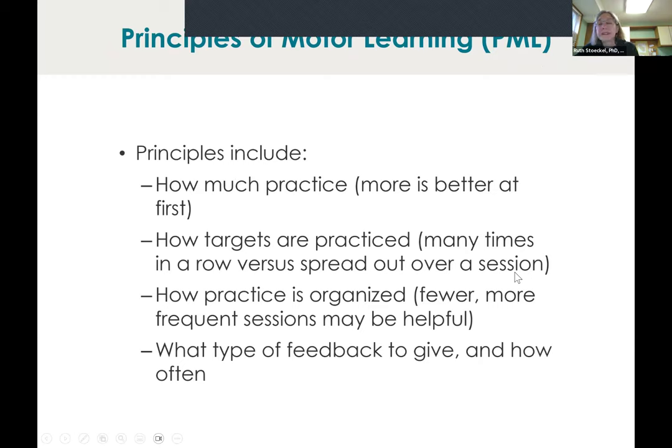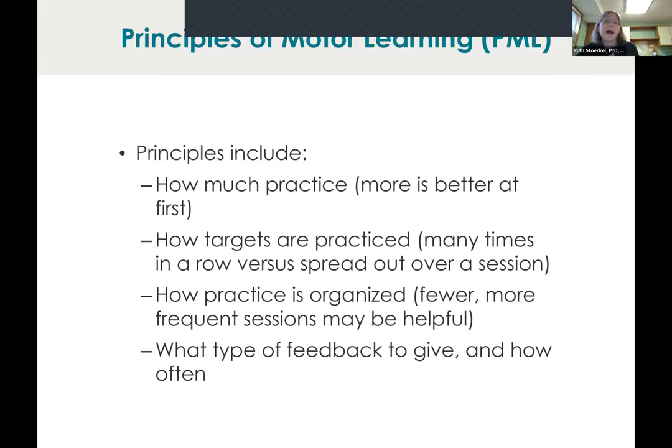So the principles just talk about how much practice do you need? And we know from the research we have on speech that more practice is better at first to establish some proficiency before you're going to try it somewhere else. How are we going to practice targets? Many times in a row can be very helpful versus spread out over a session.